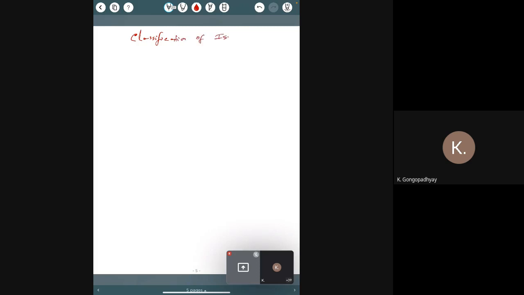All right. So today's first topic is the classification of isometries. Venkatesh, did you cover it yesterday? No, I have not covered it. I just defined the isometry. Okay.